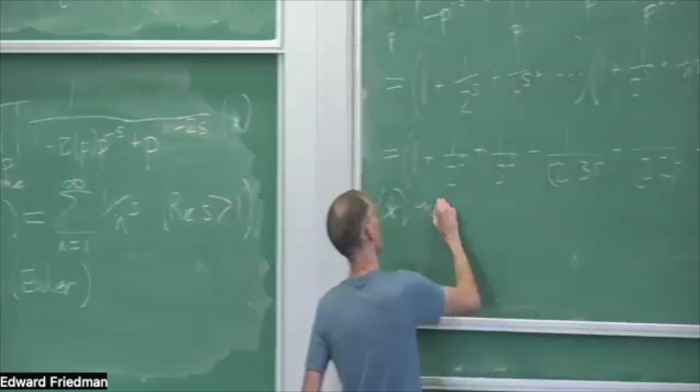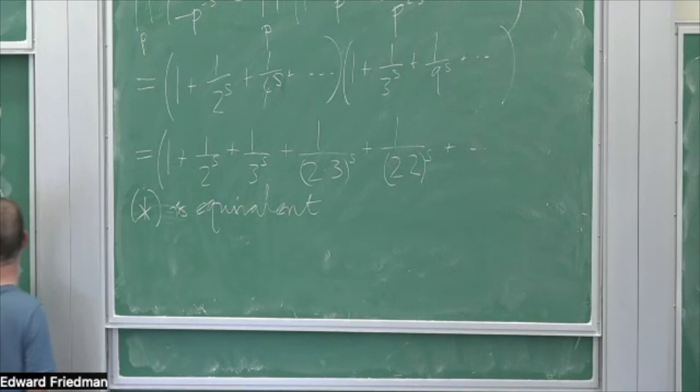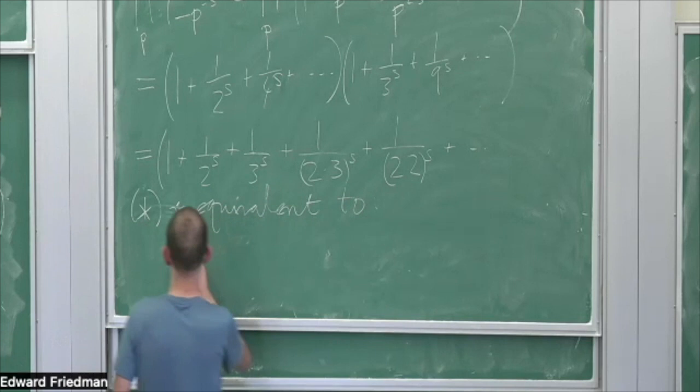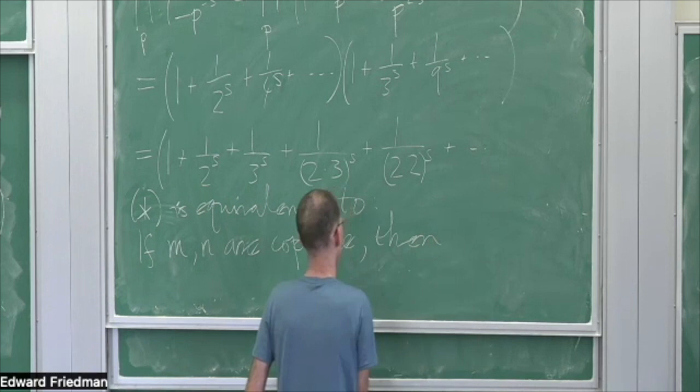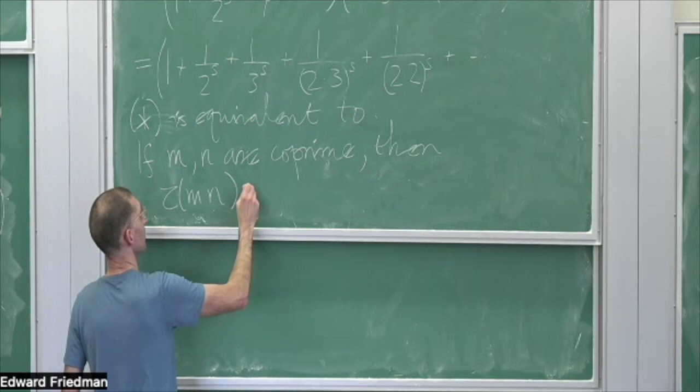At least on this kind of formal level, and I haven't said that either of these sides converges to S, which is the algorithm, but just on the level of multiplying things out, it is equivalent to the following two properties. First of all, if M and N are coprime, so they have no common factors, then we're just asking that tau of M times N is tau of M times tau of N.